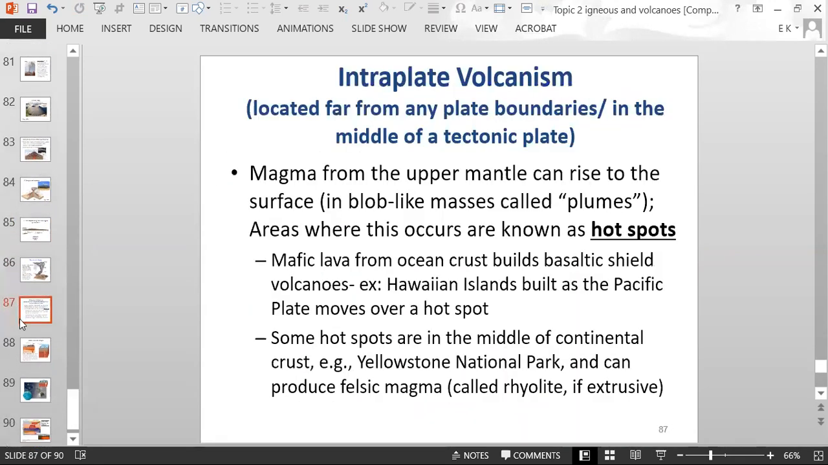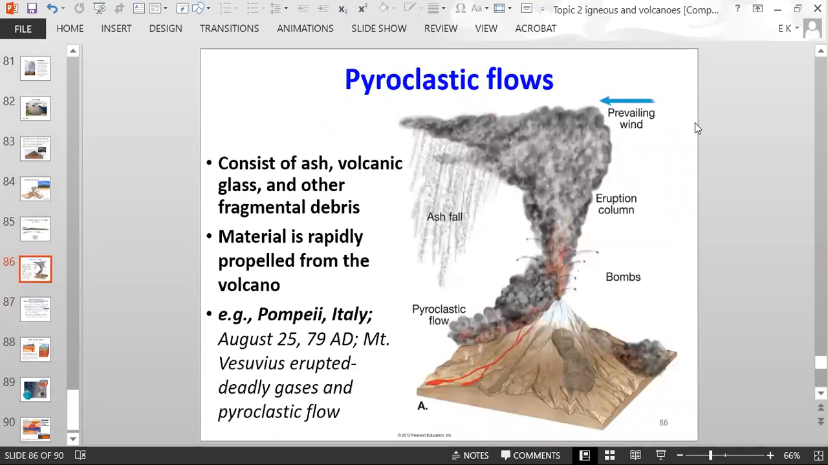Then we have pyroclastic flows. These consist of ash, volcanic glass, and other fragmental debris, and the material is rapidly propelled from the volcano. And this is very dangerous. So you see this pyroclastic flow is going down the side of the volcano. And then also you have wind that's pushing the pyroclastic material that erupted further up into the atmosphere. And then you have ash fall, which is the ash falling down.